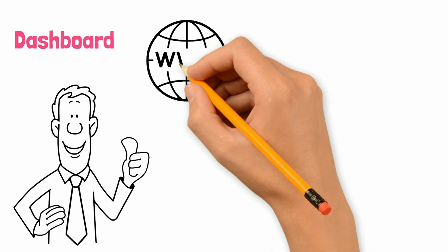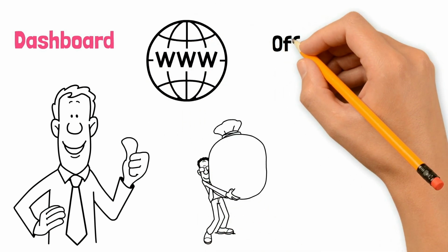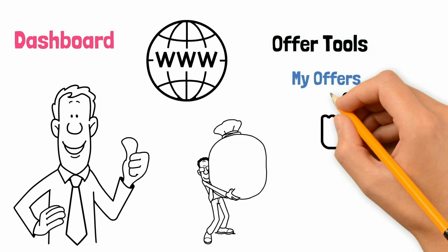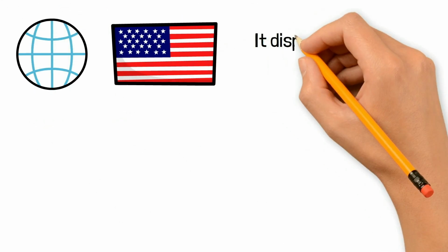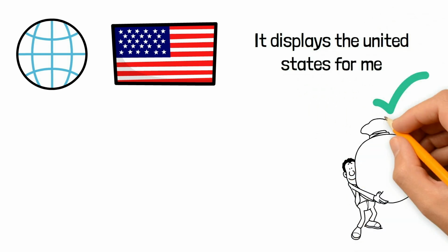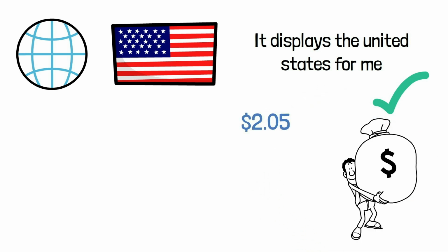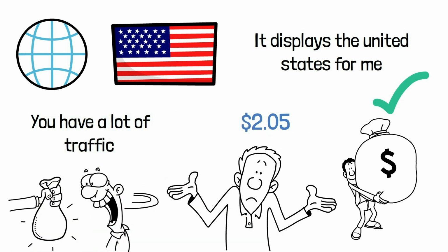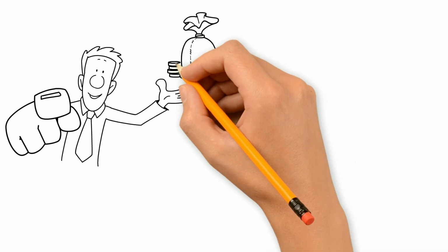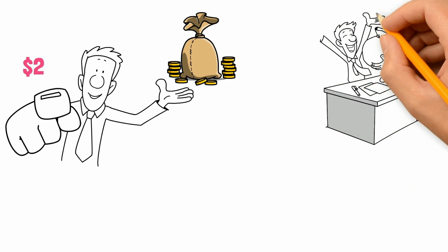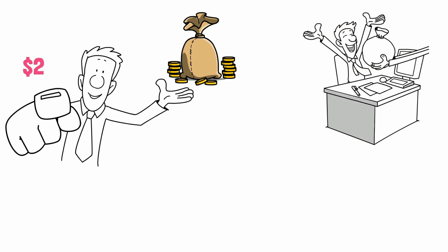I'm going to show you how to use this website to make more money by doing something a little bit different. To do that, go to Offer Tools and click on My Offers. By default, this website recognizes that I'm in the United States, therefore it displays the United States for me, which is correct. As you can see here, the highest paying offer is paying out $2.05 per click, which isn't too bad. If you have a lot of traffic, you may make a lot of money doing this task. But what if I told you that you could make more money than just $2 per offer? Well, it's true. You can increase your earnings by finding offers in countries with high purchasing power.